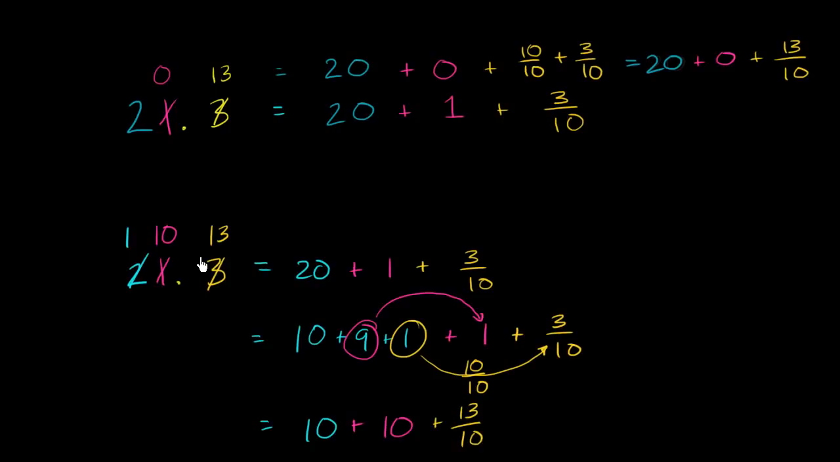So that's all that happened here. I changed the value in the places. I took 1 ten away, so I had 2 tens, now I'm only left with 1 ten. And that extra 10 of value, I regrouped it. I gave 9 to the ones place, so 1 plus 9 is 10. And then I gave 1 to the tenths place. So 1 plus 3 tenths is the same thing as 13 tenths.